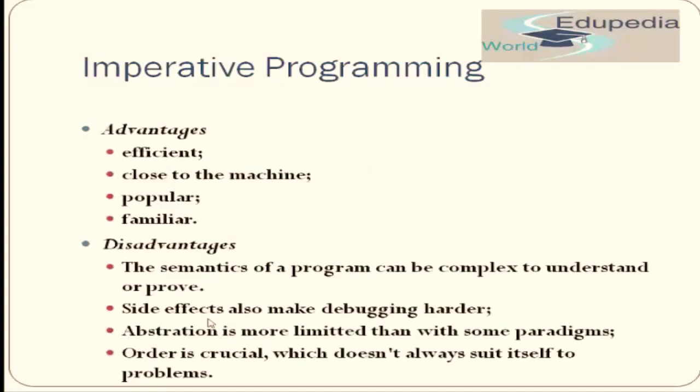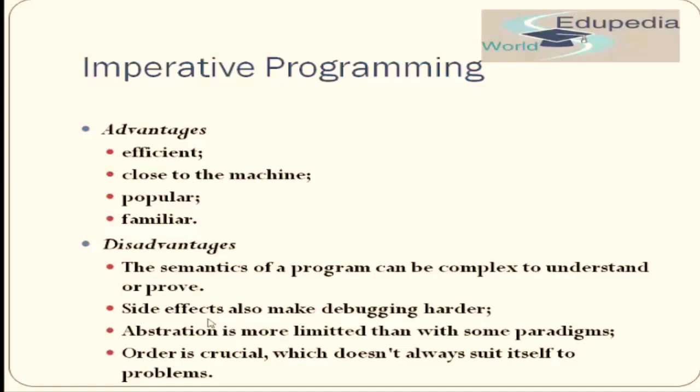Okay. Some of the advantages of imperative programming are that it is efficient and close to the machine. It was popular and it was familiar. The disadvantages include that the semantics of a program can be very complex to understand and prove. To write that syntax and understand it could become complex. The reason is that it is close to machine language, and it's always difficult for humans to understand machine language.